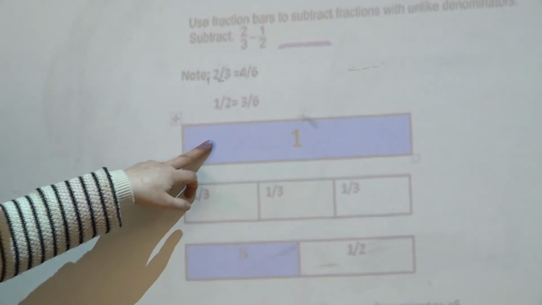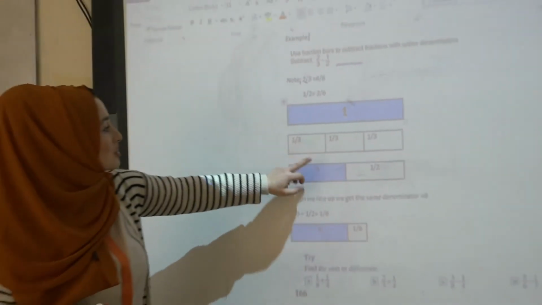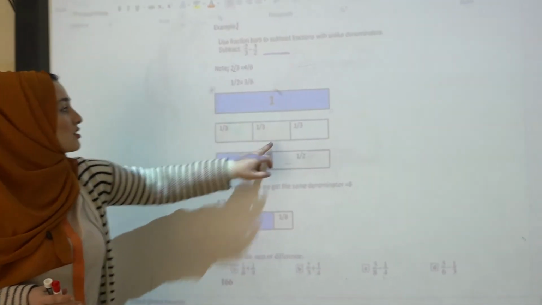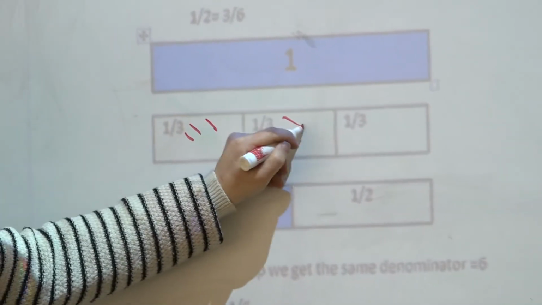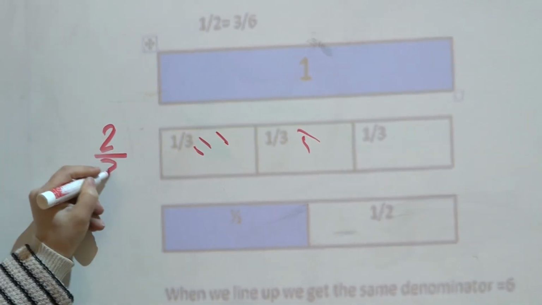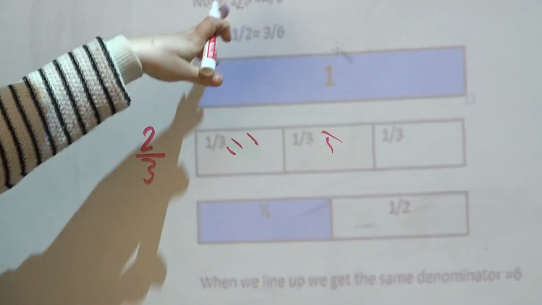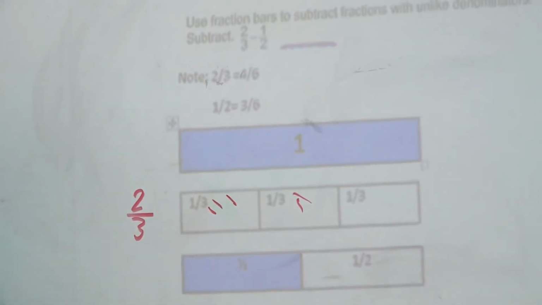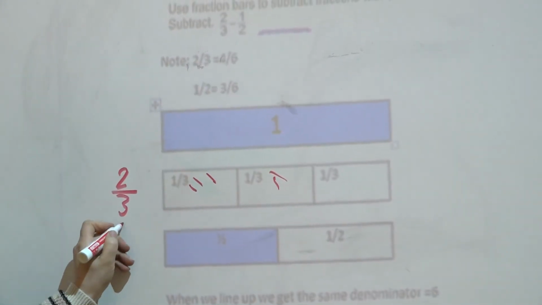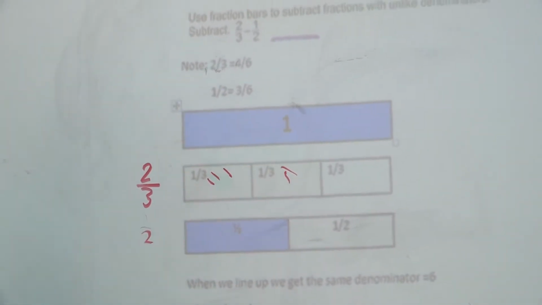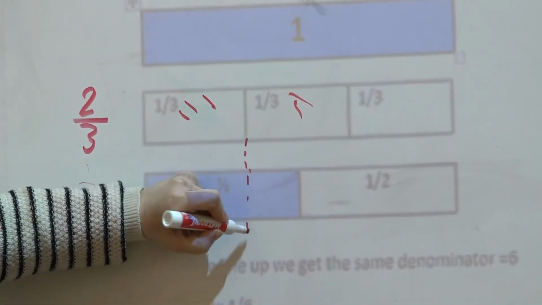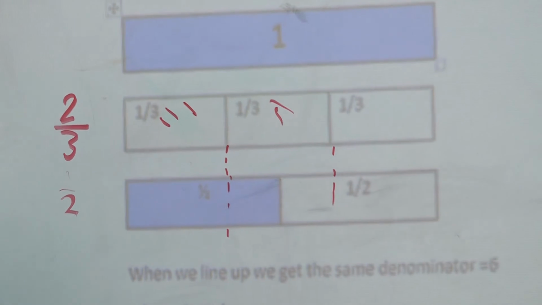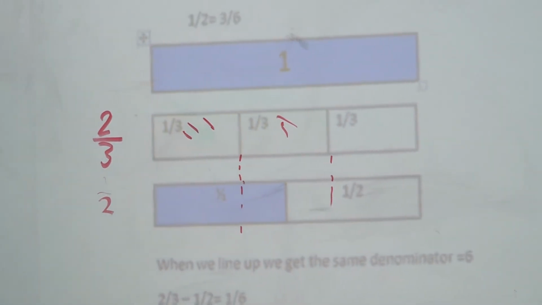We have a whole 1. Now we divide it into thirds, into 3 parts, and we color only 2 parts. Meaning we shade this, and this colored part is 2/3. Now I have to subtract 1/2. Okay, what do I need to do at this time? Look, for example, line it up from this line.